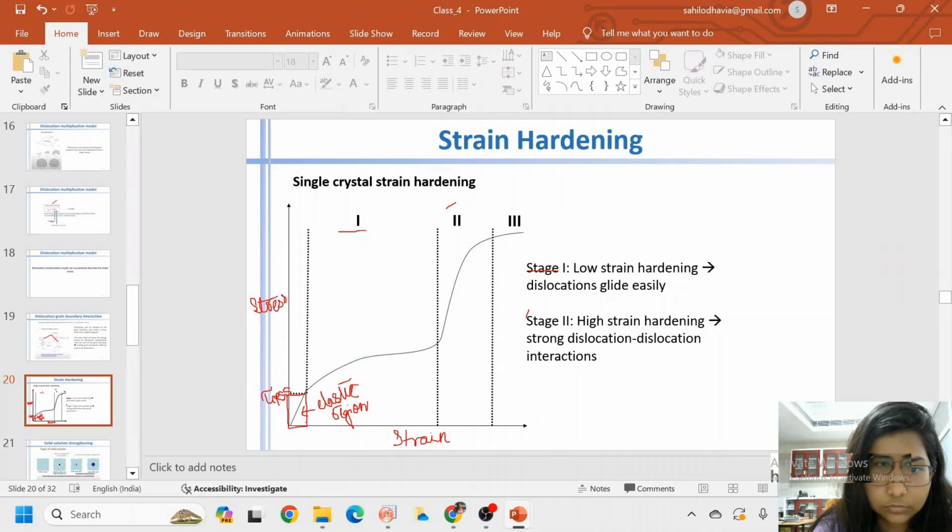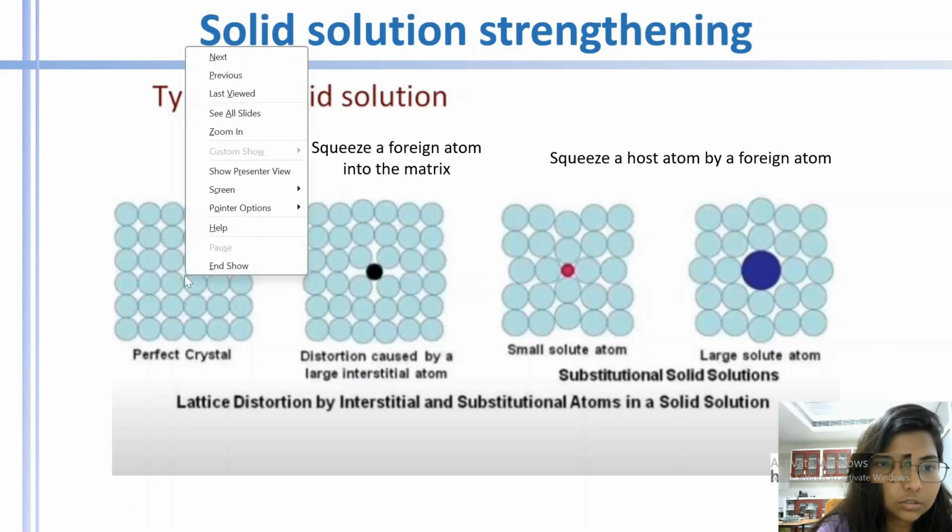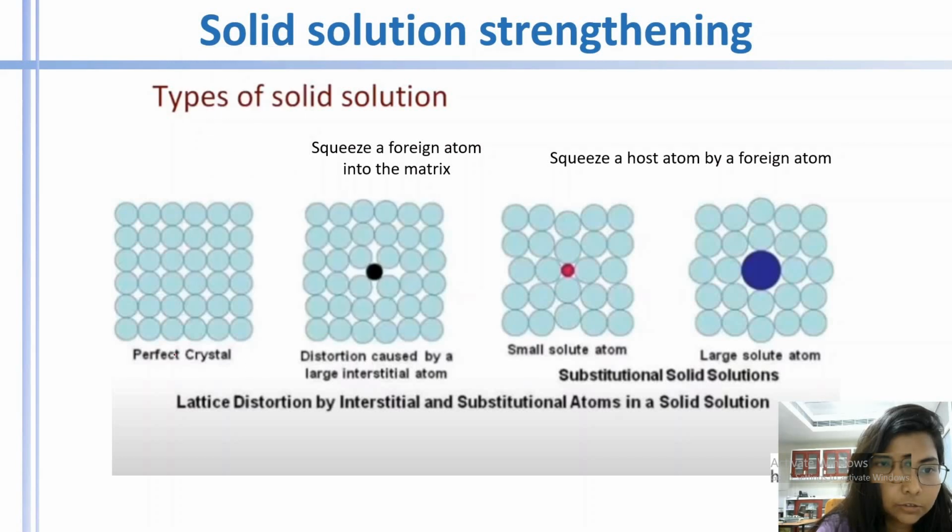Now we come to the next topic, which is solid solution hardening. Before understanding solid solution strengthening or solid solution hardening, we will first understand what solid solutions are. So this is a perfect lattice or a perfect crystal.